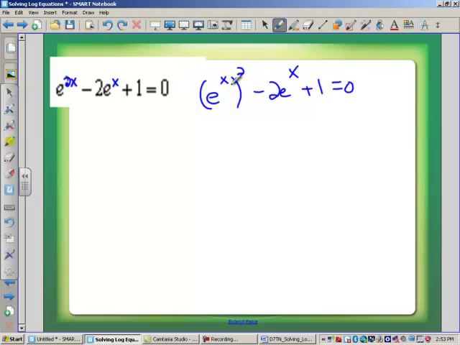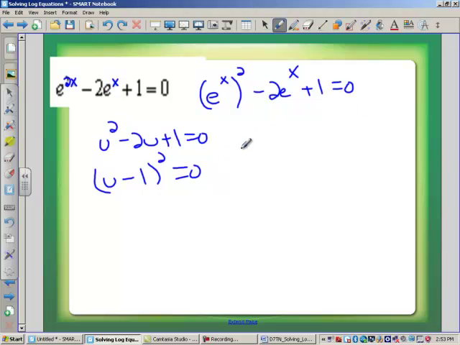Remember your properties of exponents. If you take a power to a power, you multiply. So e to the 2x was e to the x squared. x times 2 is 2x. And this is of the form u squared minus 2u plus 1 equals 0. Remember when we did u substitution with solving harder equations? This is a quadratic equation that looks just like this. So this factors into u minus 1 squared equals 0.